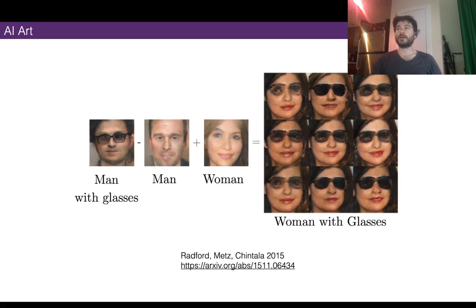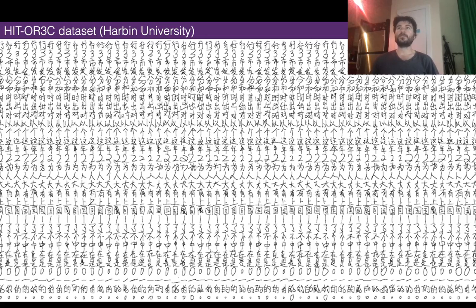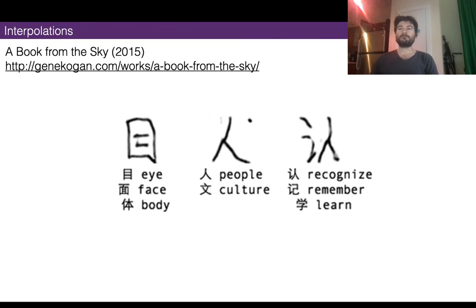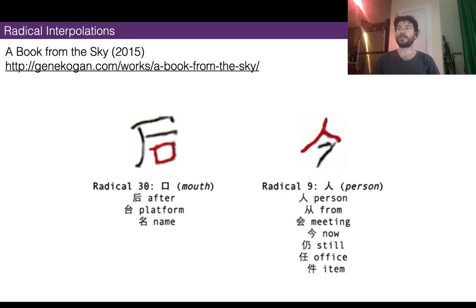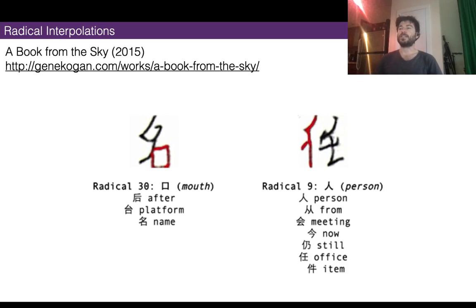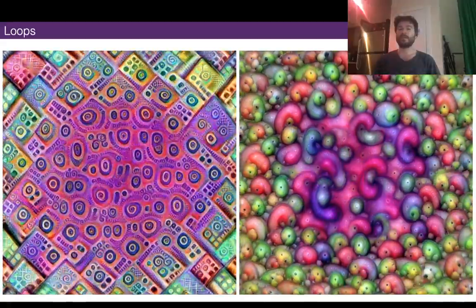This is the first implementation of a GAN which was designed to be used to produce images, by Radford, Metz, and Chintala. Shortly after that, I made a project called A Book from the Sky, which applied DCGAN to making Chinese handwriting, using a data set of handwritten characters that I found online. I was basically experimenting with this newfound capacity to generate images that looked like they came from some actual data set. An interesting thing about this project was that I learned a lot about Chinese handwriting. Chinese characters have these root radicals, they're called, and they were preserved in some of these interpolations, which I found interesting.